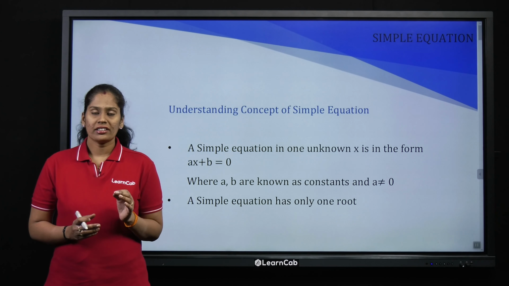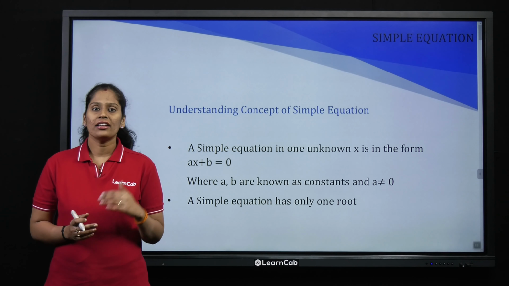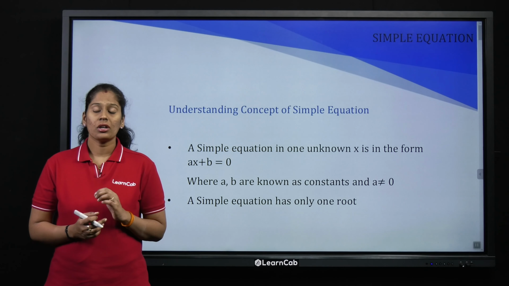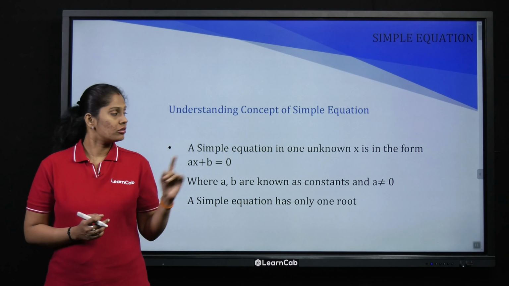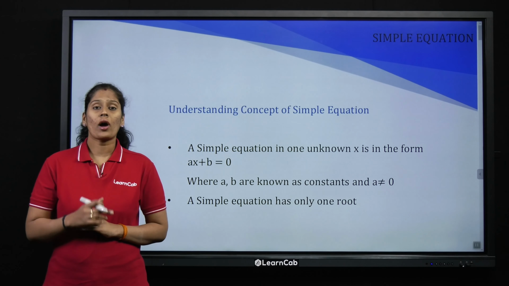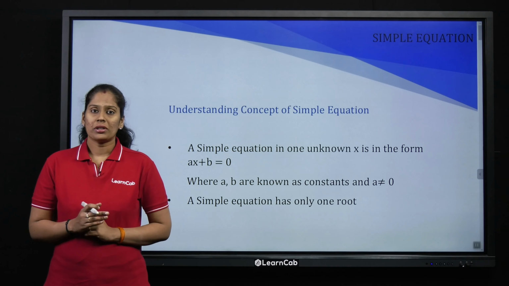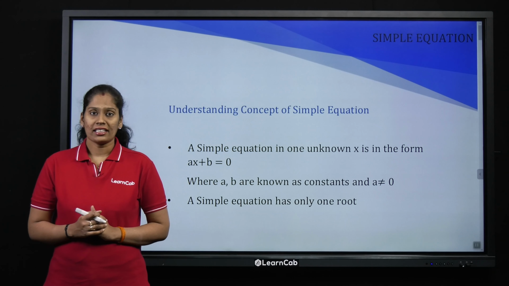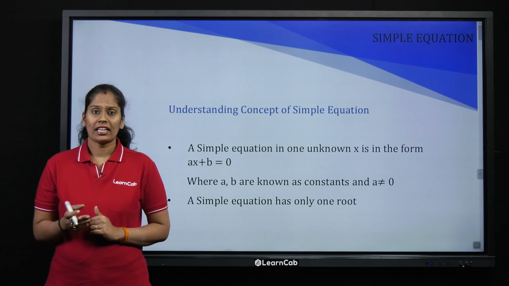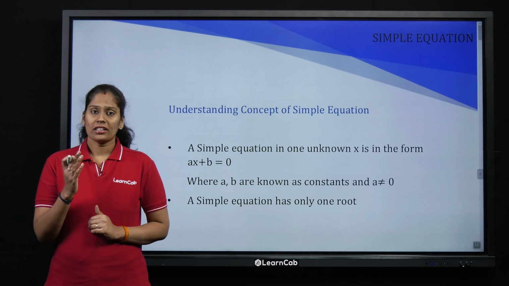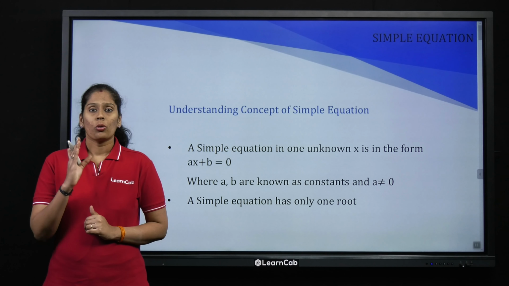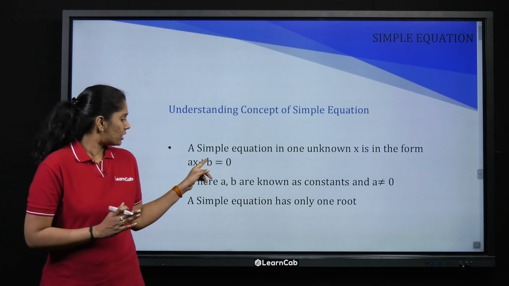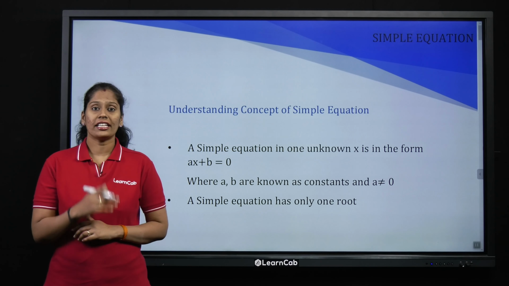So when I solve it, I'll take the numbers on one side and the variable on the other side, so I'll get x equal to 2. So a simple equation will always have one unknown. One unknown means it will have only one variable, that is x or y or a or b, anything, but only one unknown variable, and they have given the standard equation.